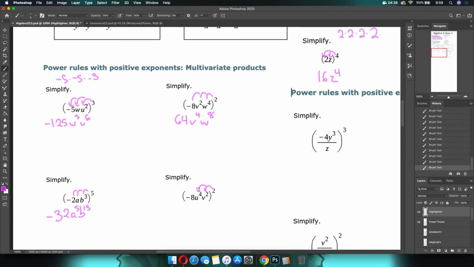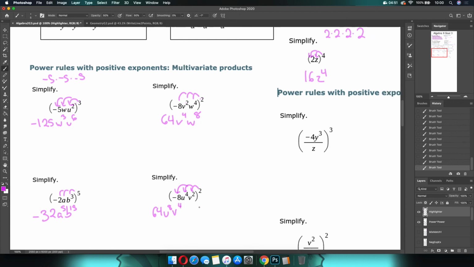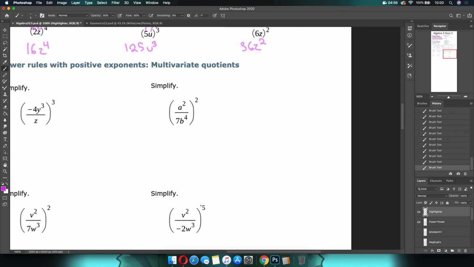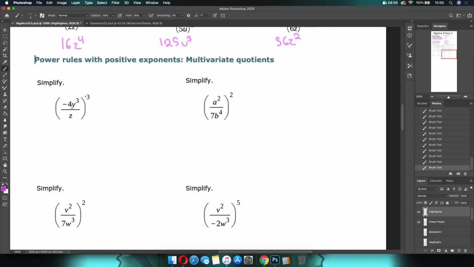And now the next topic, we're going to take it to the next level, but we're just going to finish this off. 8 squared is 64. U to the 4 times 2 is 8. V to the 2 times 2, which is 4. And now for the last one for this topic, look at this. I'm going to get this done in under 5 minutes. We're going to take this and we're again going to distribute to everything inside. So what is negative 4 times negative 4 times negative 4? That is negative 64. Y to the 3 times 3, which is 9. And then z to the 1 times 3, which is z cubed.